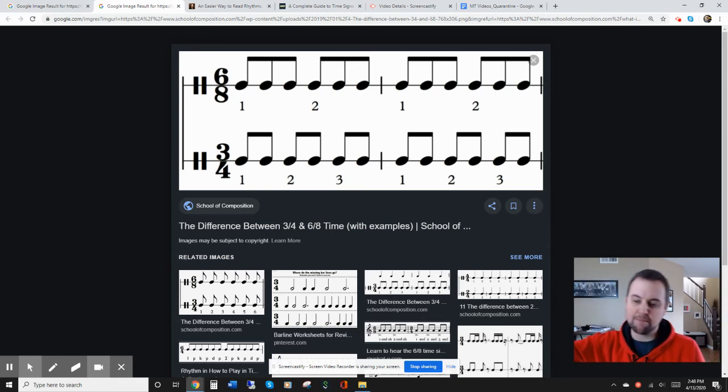1 ba ba, 2 ba ba. Now we're not going to say ba ba. That's a little weird, and having ba and ba next to each other is going to cause us some trouble down the road.